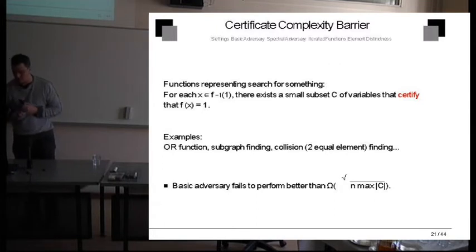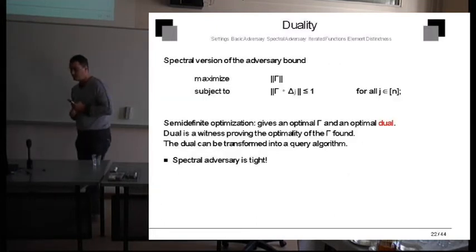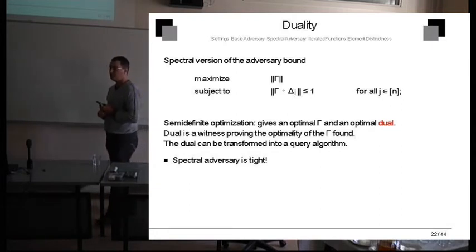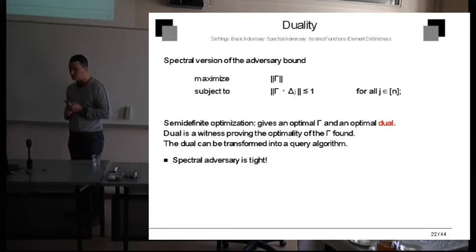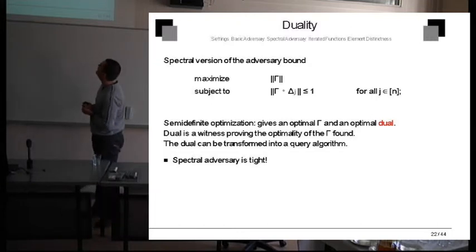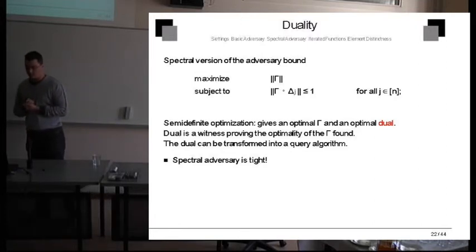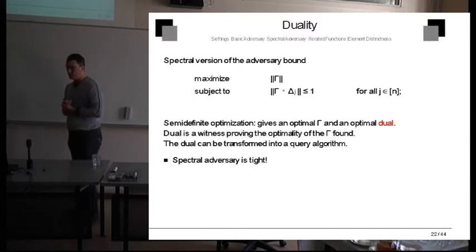This is one reason, and the second reason is that the spectral adversary bound is a semi-definite optimization problem. If it has small size, you can feed it into your computer and it spits out an optimal solution. Okay, maybe that's not so important for now. And it also gives an optimal dual, if you know that. It's similar to linear programming. In semi-definite programming, you also obtain a dual.